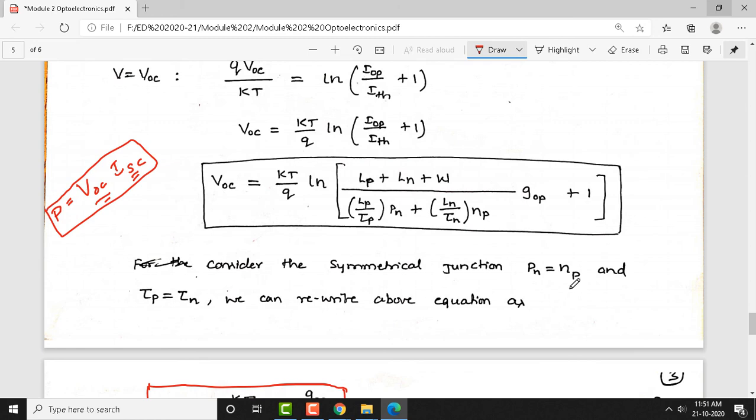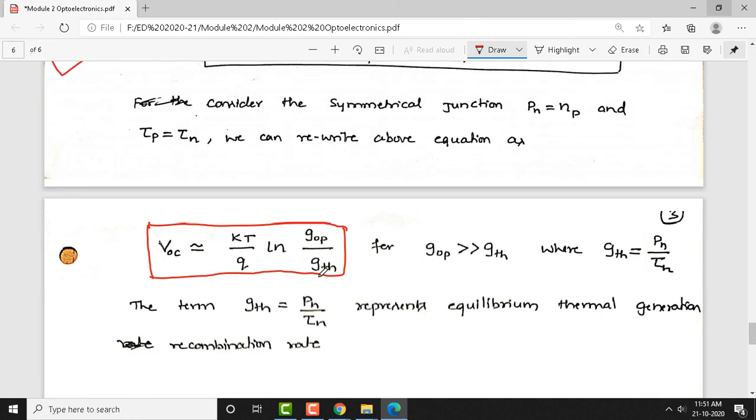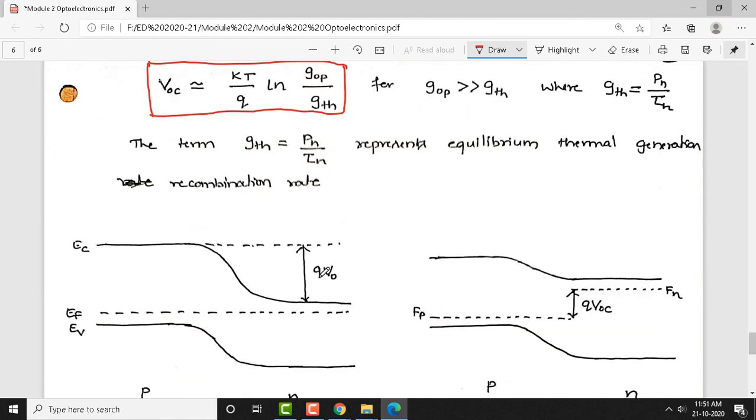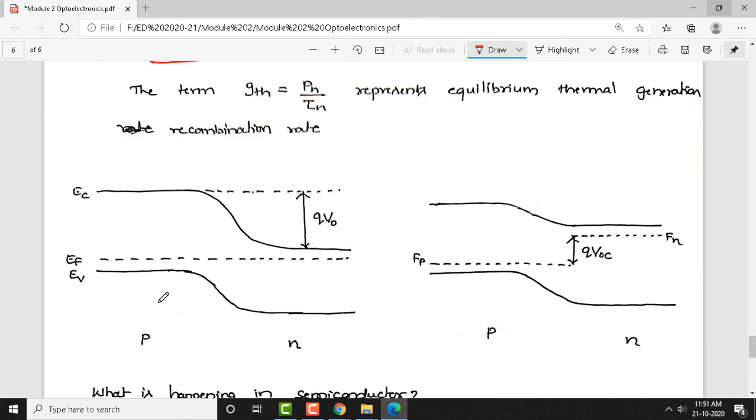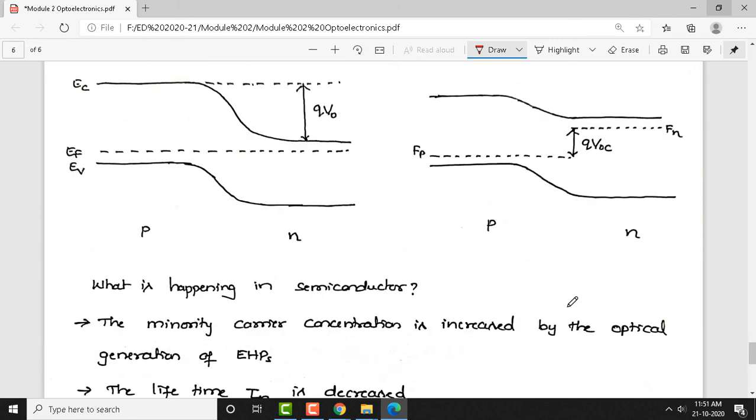In the next class we will derive this mathematical equation for VOC, and you will understand much better about open circuit voltage and short circuit current. And finally, we have this energy band diagram of equilibrium condition for this photodiode. You can see here this is Q into VOC, this is the amount of voltage you need to consider here, and FP is the Fermi level on the P side and the Fermi level on the N side. You can see the Fermi level on the N side is above the Fermi level on the P side. So, this gives you the energy levels of the photodiode.